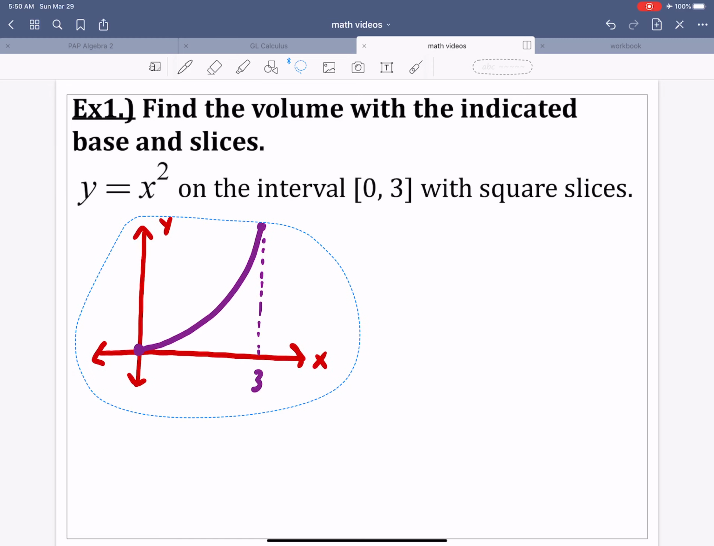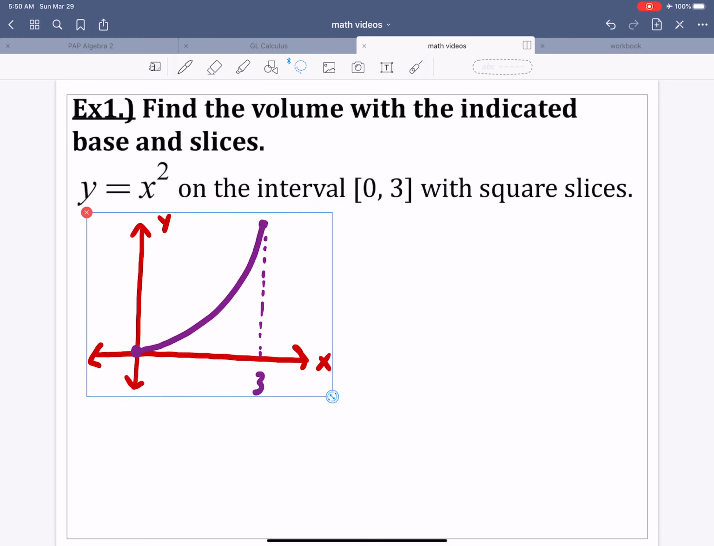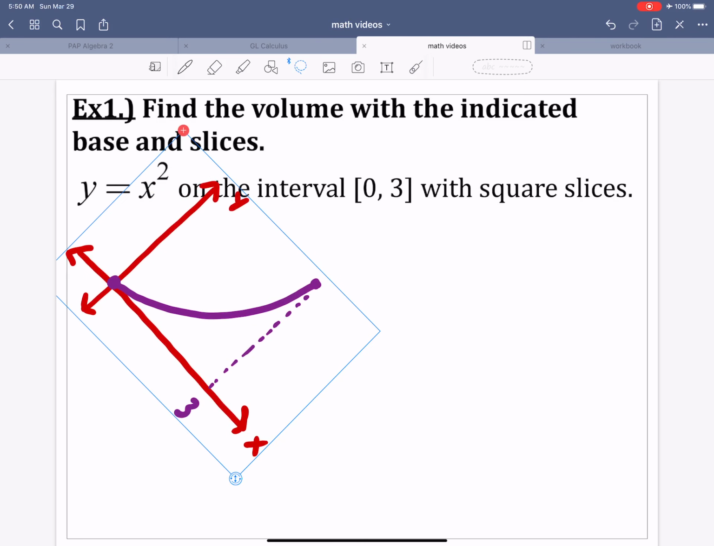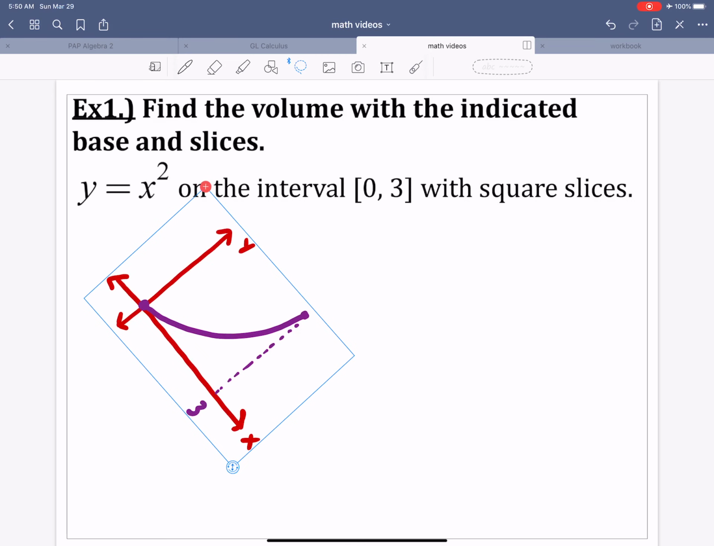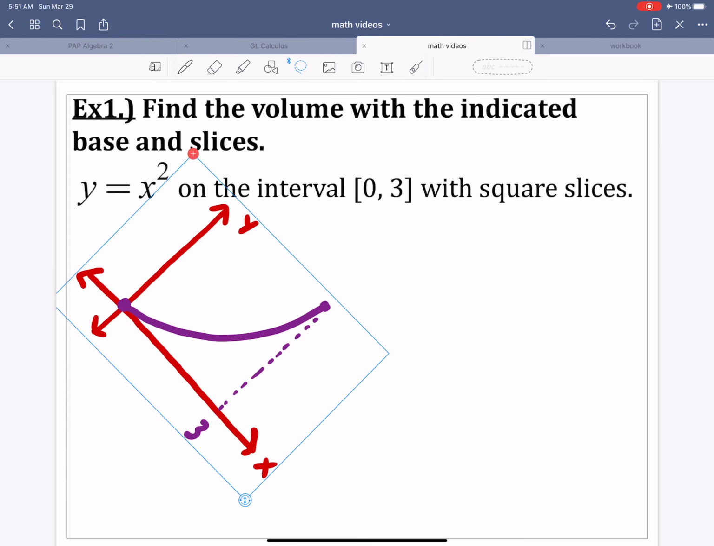Okay, I need to rotate this picture a little bit. So I'm going to show you what's going to happen. I'm going to rotate this just a little bit, make it a little bit smaller, and zoom that in like this.